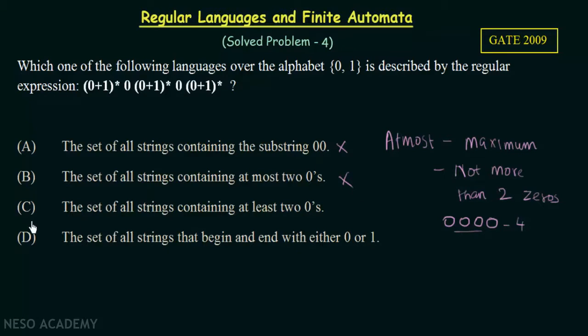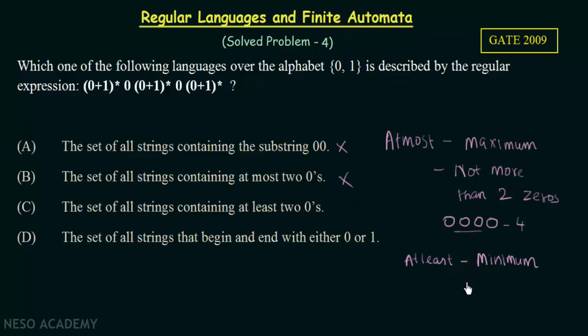Now coming to the third option, that is option number C, it says the set of all strings containing at least 2 zeros. Now what is the meaning of at least 2 zeros? Whenever you have the term at least, it means minimum 2 zeros. So whenever you have the term at least, you should understand that what it means is minimum. That means at least 2 zeros means minimum 2 zeros. So minimum 2 zeros means you can have either 2 zeros or more than 2 zeros. That is what we mean by minimum.